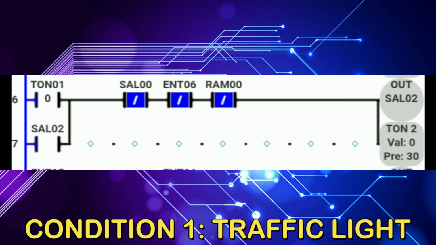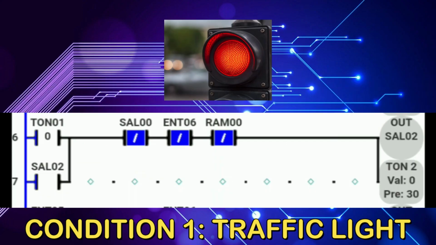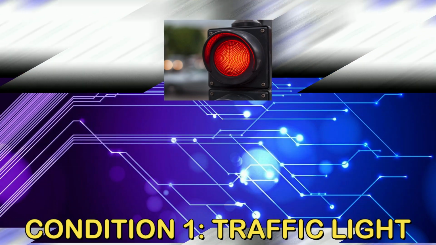The output of the RAM01 is connected to the Out Cell 02 instruction, which activates the next light, which is the red signal light. This signal is then connected to a timer of 3 seconds, which is latched using the SAL02 instruction.